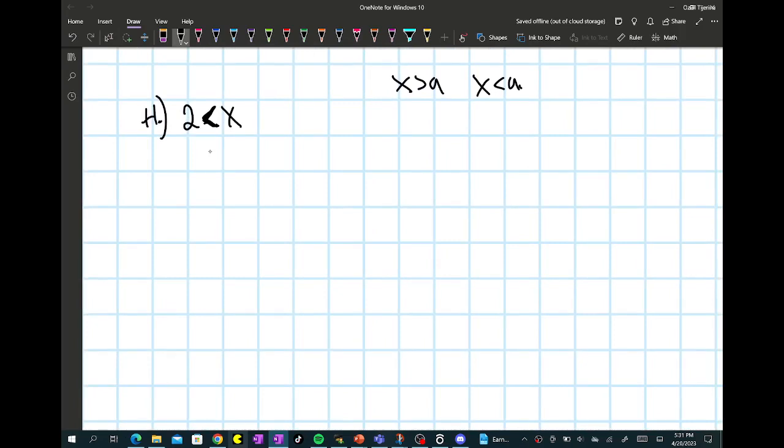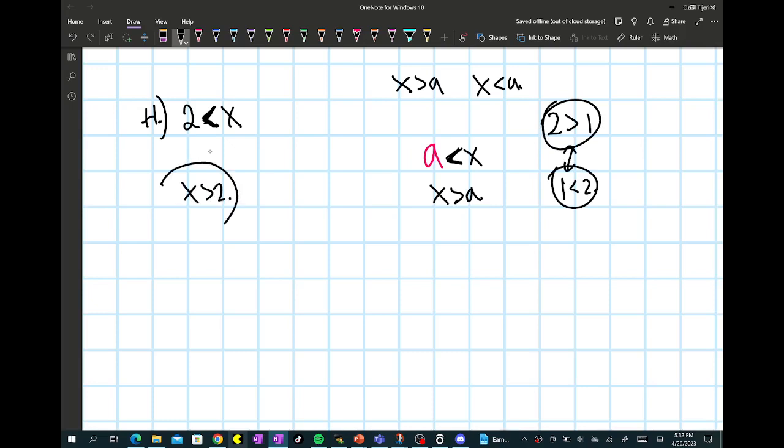So if I say, for example, a less than x, I'm saying that x is greater than a. You flip it over because the crocodile is eating the x, meaning that x has to be greater than a. It's like if I say 2 is greater than 1, well, I know that 1 is less than 2. It's the same thing, and I went over this in the previous video. So this just means that x is greater than 2. You can rewrite it this way.